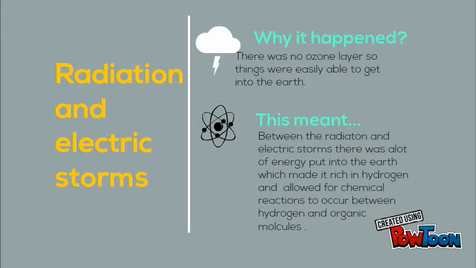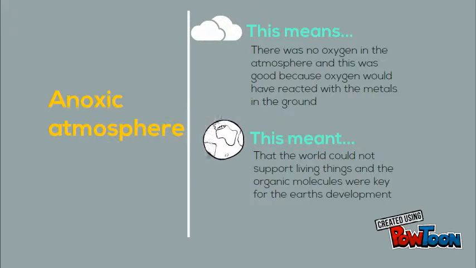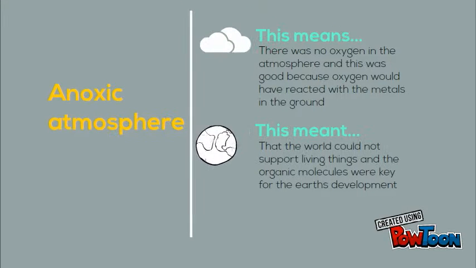The anoxic atmosphere meant that there was no oxygen available to react with the metals in the ground, allowing the preservation of metals due to the inability to rust. This also meant that the world could not yet support living things, and is why the development of these early organic molecules was integral for the world today.